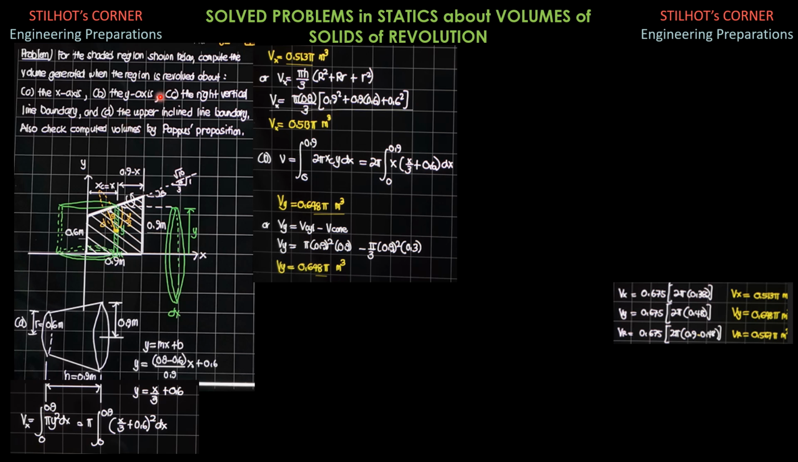So we proceed to see what happens when this region is revolved about the vertical line, the vertical boundary. It is still a cylindrical shell if we apply integration, and if we anticipate the answer, it is a right circular cylinder of radius 0.9, height 0.6, surmounted by a cone with radius 0.9 and height 0.3. So the volume is the volume of the right circular cylinder plus the volume of the cone.